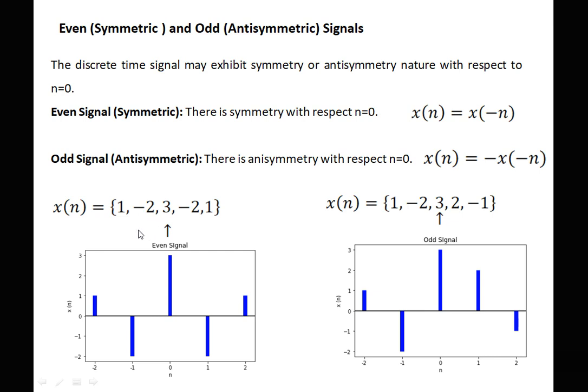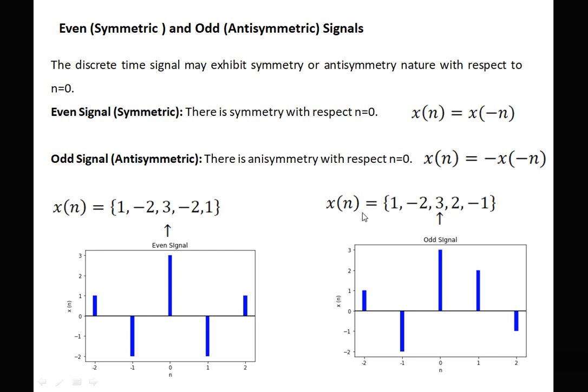If we plot this signal, we get the graph like this. From this plot, it is very clear that this is the center value. Now see the values on the positive and negative side, and they exhibit symmetry. For example, the value at plus 1 and minus 1 is minus 2, while the value at 2 and minus 2 location is 1. So the nature of the graph is symmetric, and this signal is purely even.